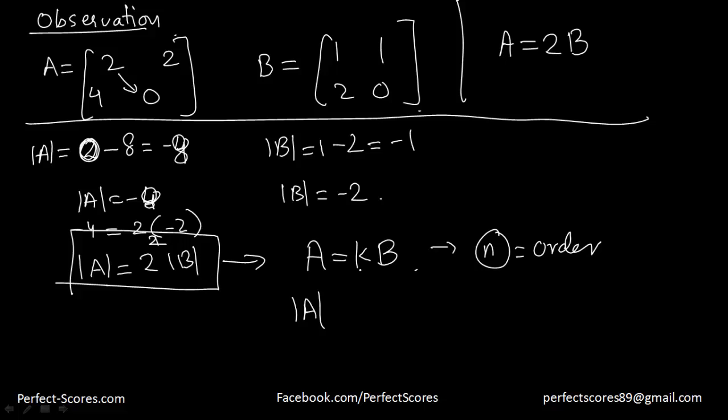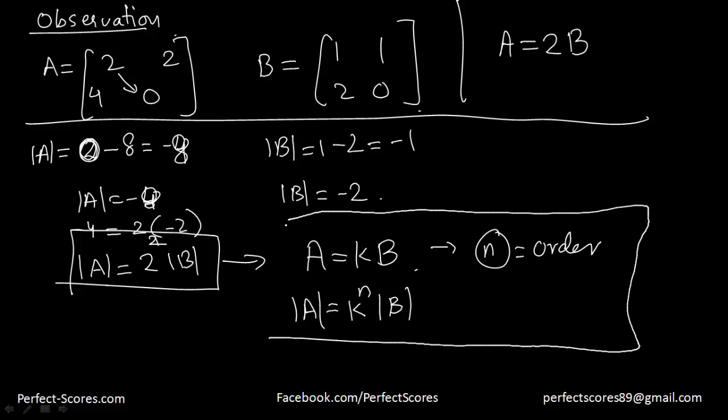Now this is what we have. So if A is equal to K times B, then the determinant of A will actually be equal to K raised to the power n into the determinant of B. So that is what we have. Want to verify that? Let's go ahead and verify that. Let's say that we have matrix A, which is actually equal to 1 1 1 1.